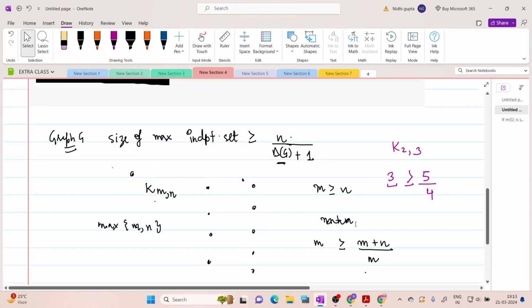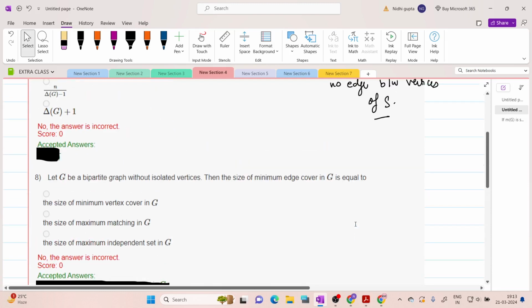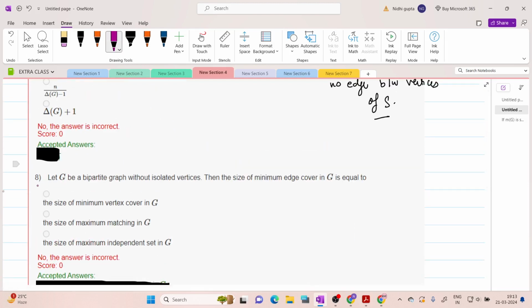Okay, now the next question is this: if G is a bipartite graph without isolated vertices, then what is the size of the minimum edge cover? The size of the maximum matching in G, ma'am.